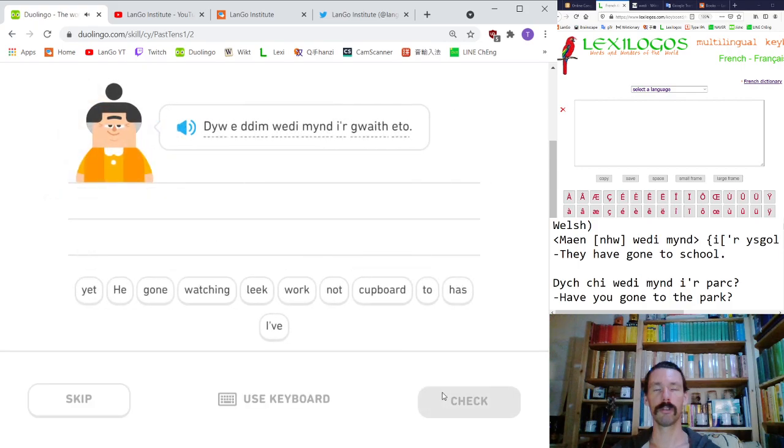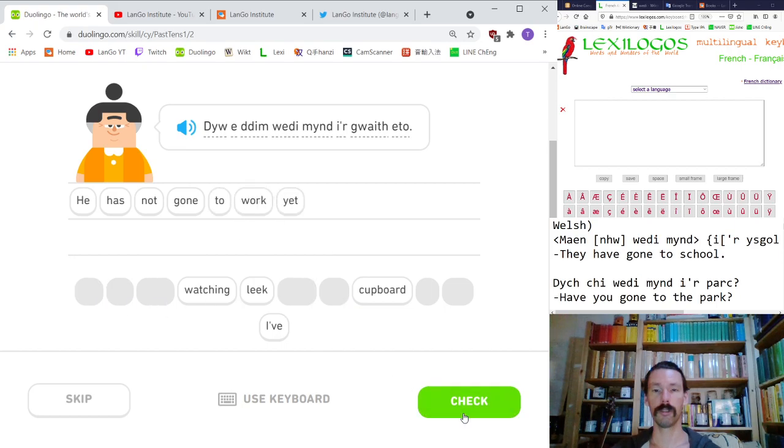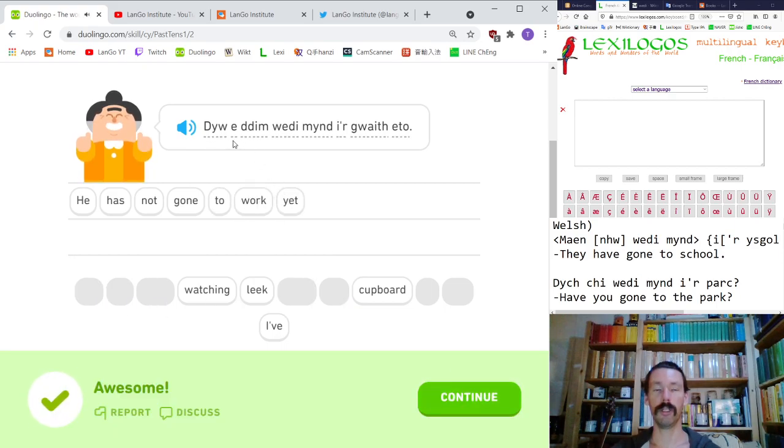Dyw e ddim wedi mynd i'r gwaith eto. He hasn't gone to work yet. Dyw e, he is, ddim wedi mynd, not having gone, i'r gwaith, to work.